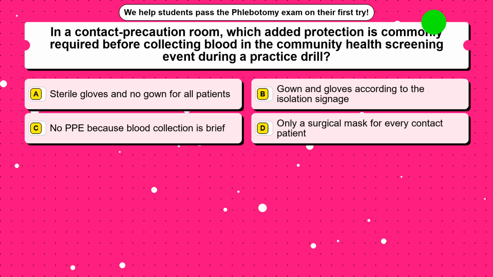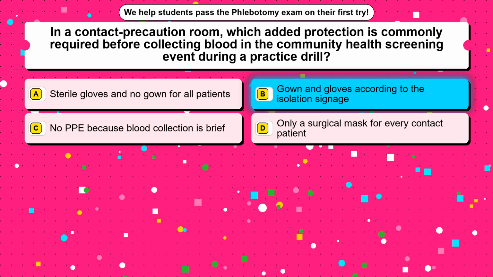Question 9. In a contact precaution room, which added protection is commonly required before collecting blood in the community health screening event during a practice drill? Option A. Sterile gloves and no gown for all patients. Option B. Gown and gloves according to the isolation signage. Option C. No PPE because blood collection is brief. Option D. Only a surgical mask for every contact patient. The correct answer is option B.